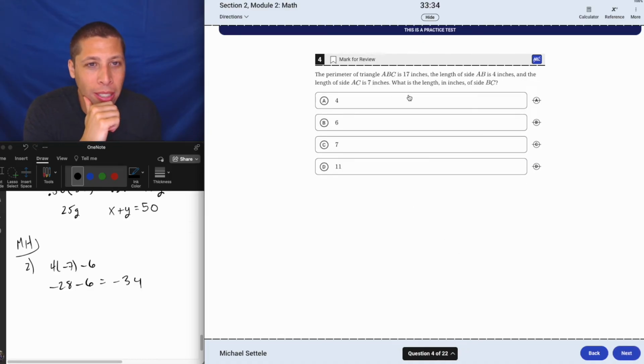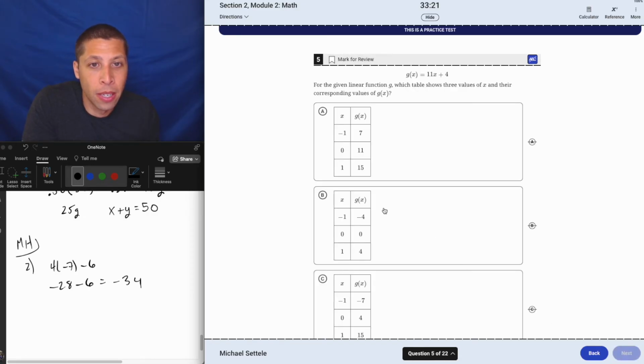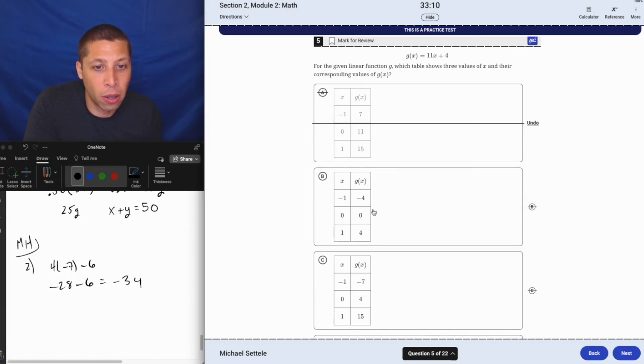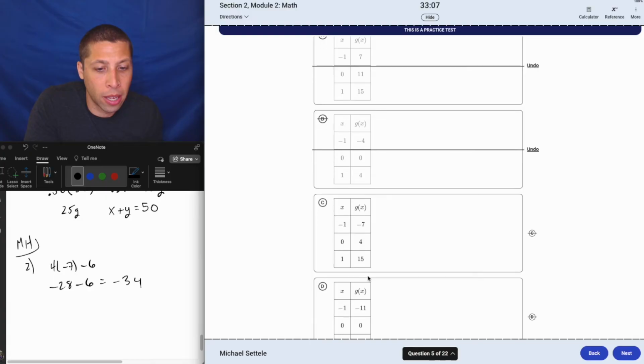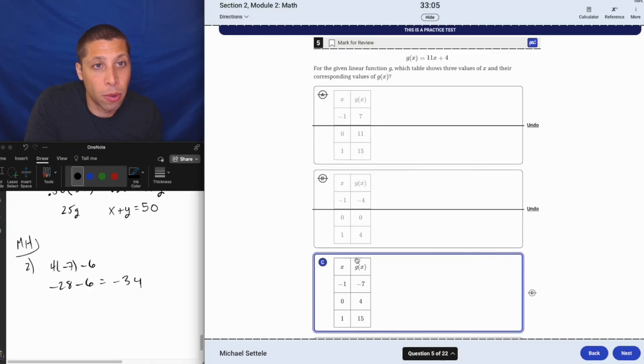The perimeter of triangle ABC is 17 inches. The length of AB is 4 inches, and the length of AC is 7. What is the length? So it's just subtraction. So 17 minus 4 minus 7 is 6. Good. For the given linear function g, which table shows 3 values of x and their corresponding values of g of x? Okay, so let's just do the 0, right? So it's not 11, it's going to be 4. It's not 0, and it's not 0. So there you go. And 115 makes sense. So -11 plus 4 is -7.